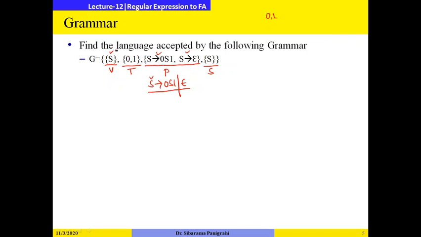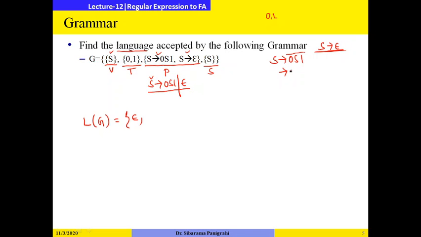Here what I want to find is the language that is accepted by the grammar G. It is denoted by L of G. So which strings will be present over here? Let us see. S is the start symbol. Either you can apply S gives to 0 S 1, or you can apply S gives to epsilon. If you apply S gives to epsilon, we will get a terminal string, that is epsilon. Now instead, if you apply S gives to 0 S 1, you have got 0 S 1. Now here S is a symbol, so in place of S, what can you put? Either S gives to epsilon, or again S gives to 0 S 1.